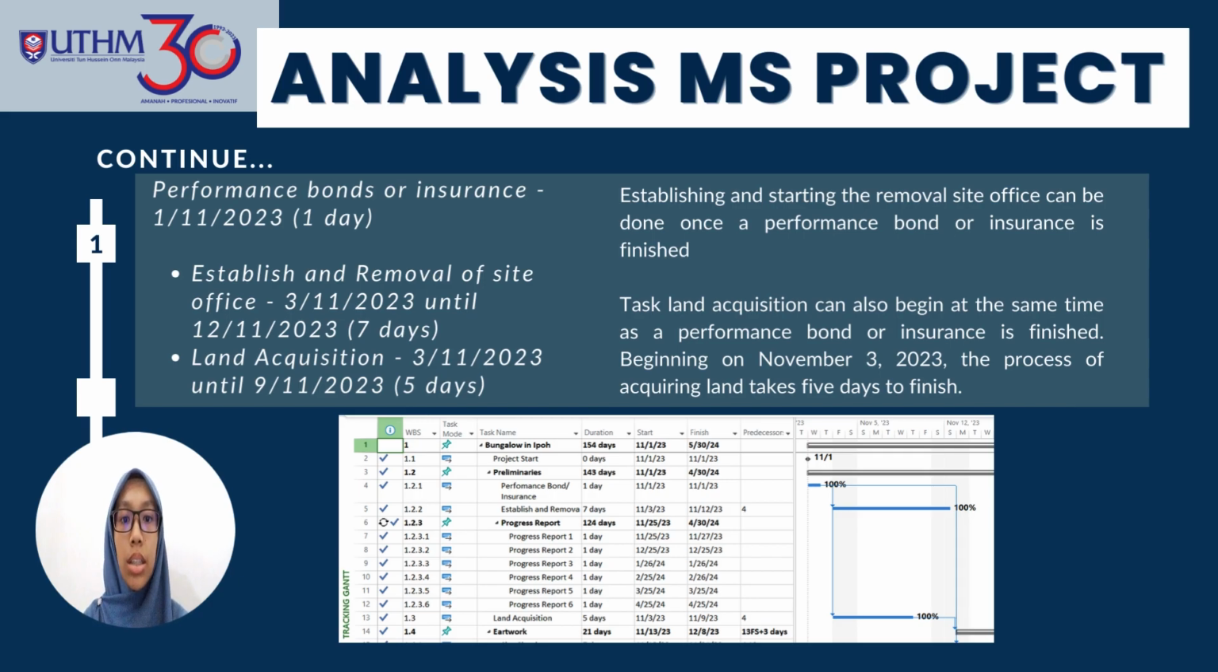It is because when one task is done, another task can be done. When performance bonds are not finished, not complete, another task needs to wait before we can start. And for land acquisition, it will begin on 3 November 2023, and the process of acquiring land takes 5 days to finish.